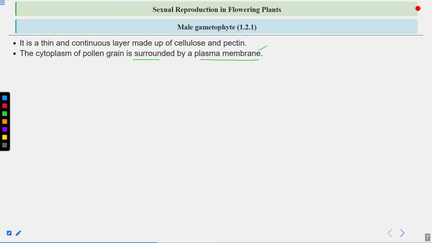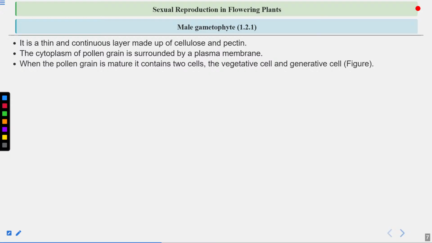So these points are not given because it is not written anywhere in your NCERT that exine is a continuous layer. But by reading point by point, you can understand this. If it is saying that the intine layer is a thin and continuous layer, was it said for the exine also? Think about that. While reading and discussing your NCERT, think in this way. Then your preparation will be up to the mark.